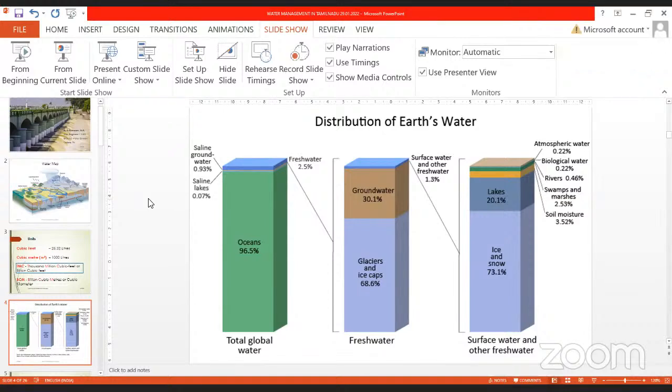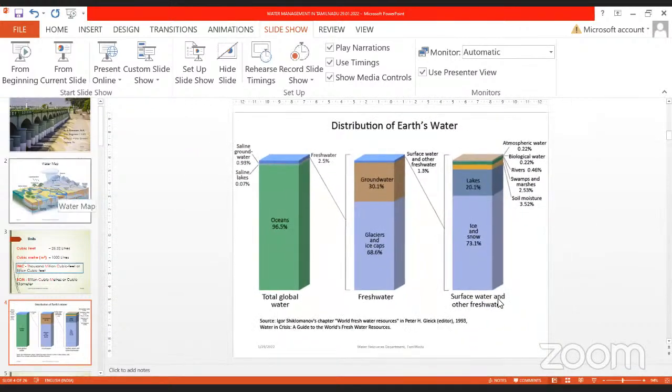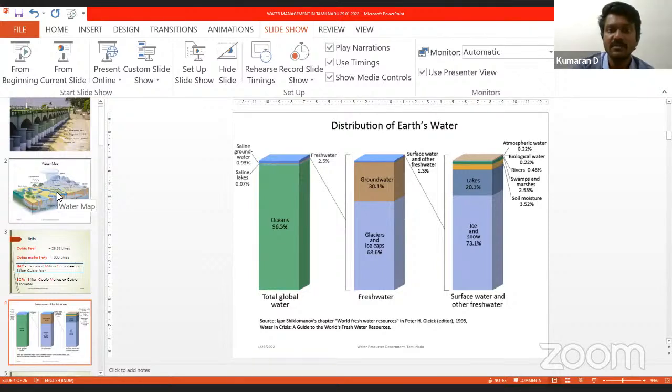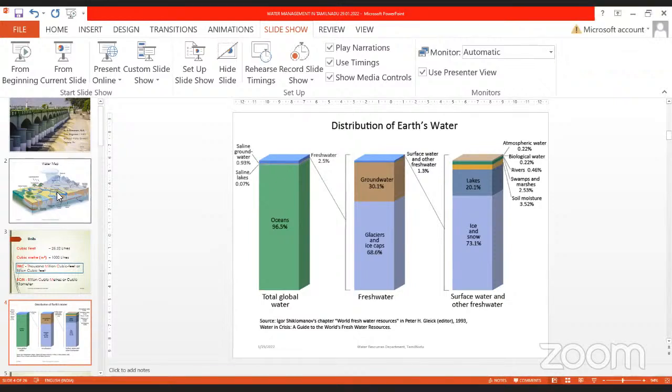Thank you. Another question: the ocean has 96.5% of water. Are there any projects going on like desalination of water and bringing it to land? Actually, there are two projects in Chennai itself, I think, coming under the Chennai Metro Water Department. I don't have much idea, but there are plans. Sir, I can answer that.